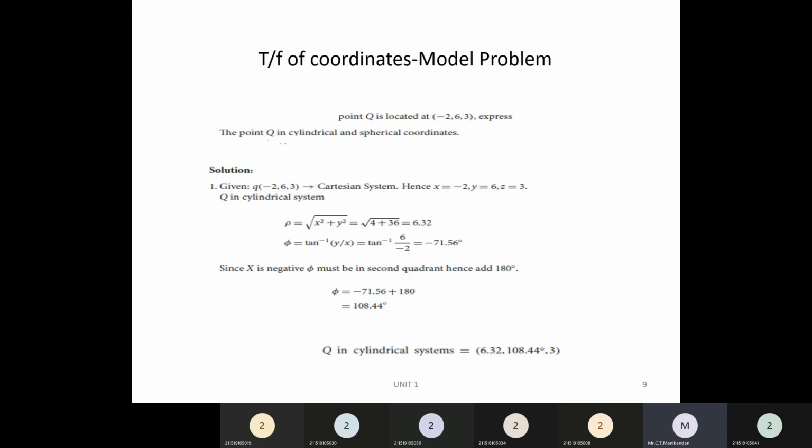Okay, so the angle is negative, so add 180. What you will be getting is 108.44. So phi equal to minus 71.56 plus 180, what you will be getting is 108.44 there. Okay, so you will be getting the value, and Z equal to Z, whatever you have there. While substituting the angle, always take care: if the angle is getting negative, you have to add 180. That is the basic thing you should know there.